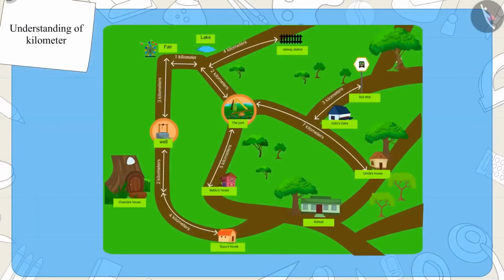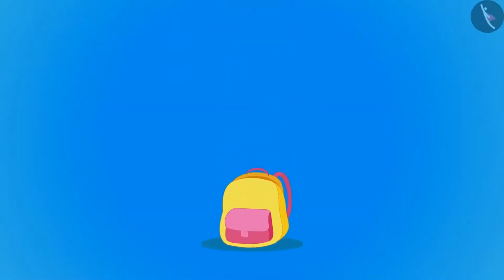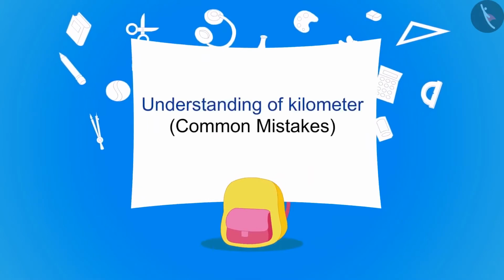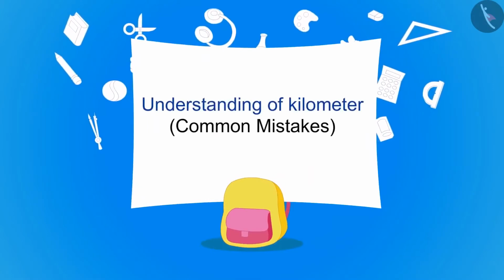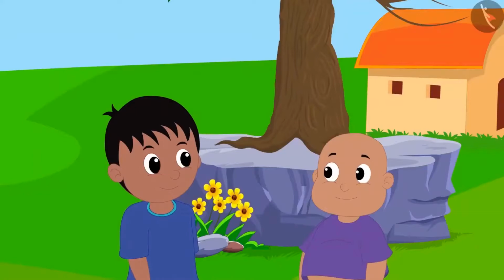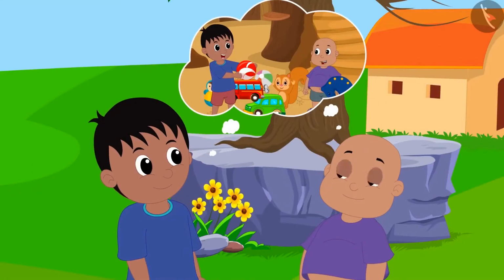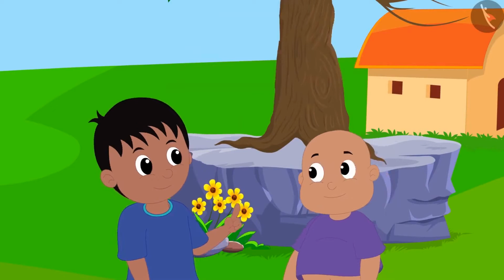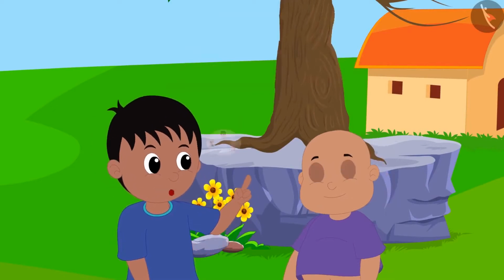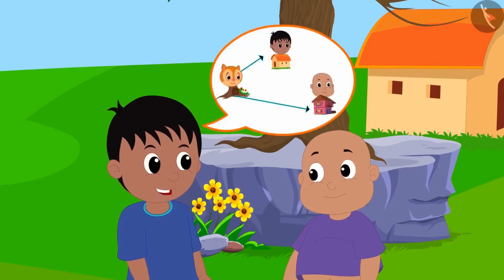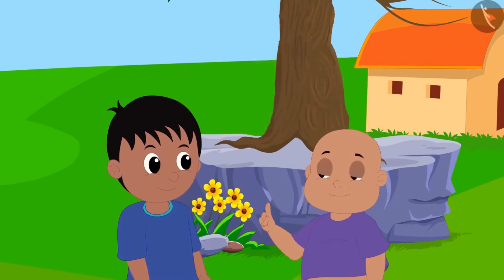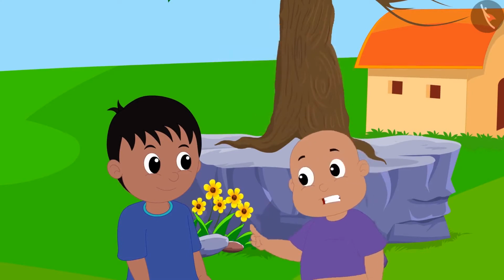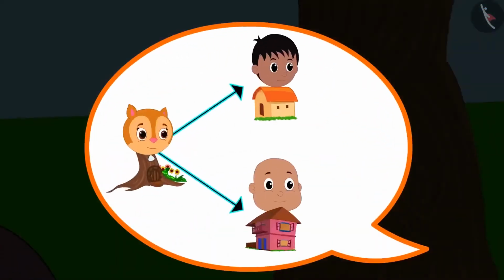Kids, in the previous video, we learned more about kilometer with some interesting examples. In this video, we will see some common mistakes related to this. Raju and Bablu are going to play at Chanda's house. Raju tells Bablu that his house is closer to Chanda's house. But Bablu is arguing with Raju that their two houses are at equal distances from Chanda's house.